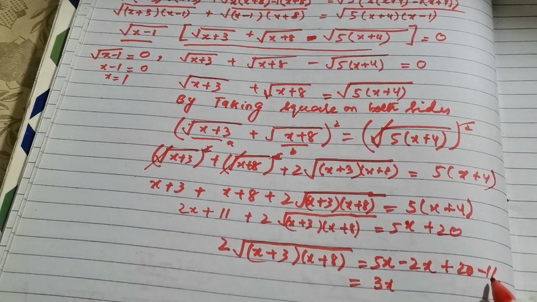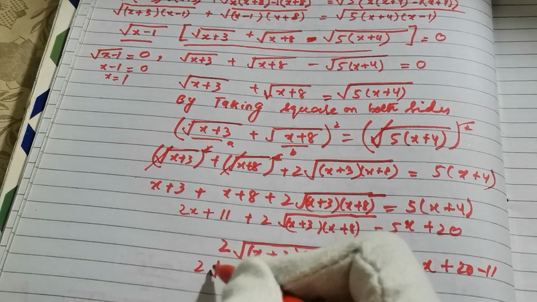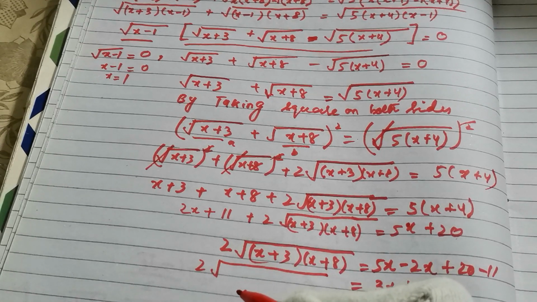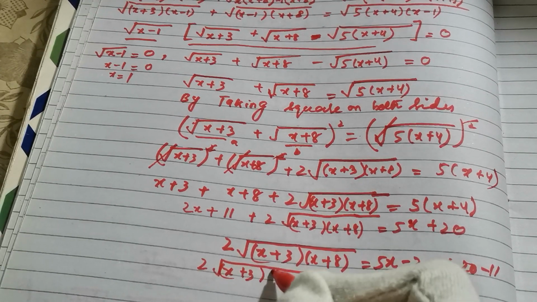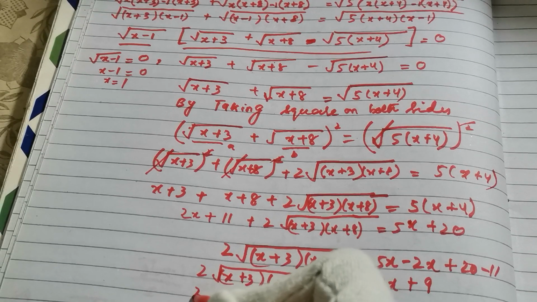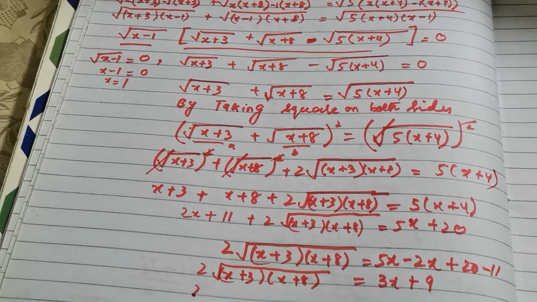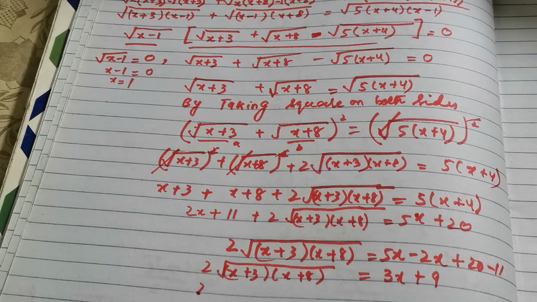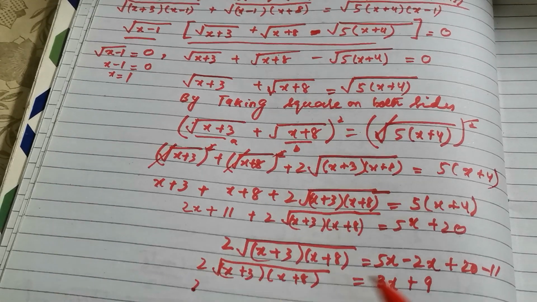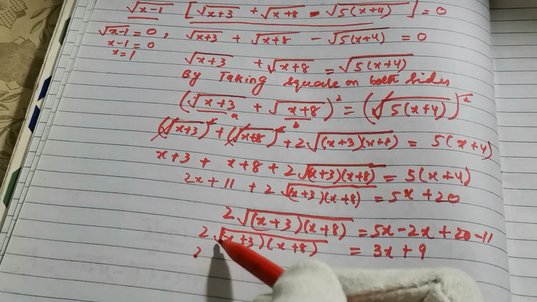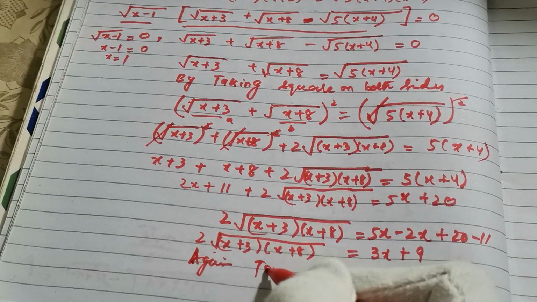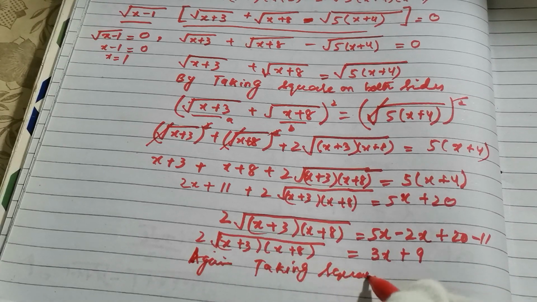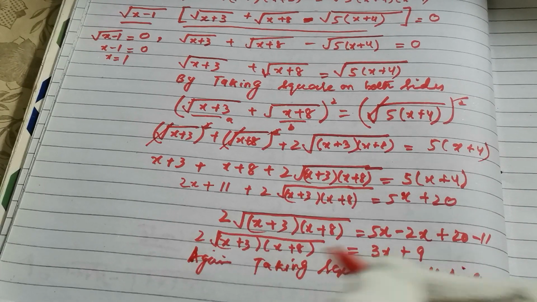3x plus 20 minus 11 is 9, so 2 under root x plus 3 into x plus 8 is equal to 3x plus 9. Now what we will do? By taking square on both sides. We can see that there is again a square root sign, so what we will do again? Taking square on both sides.